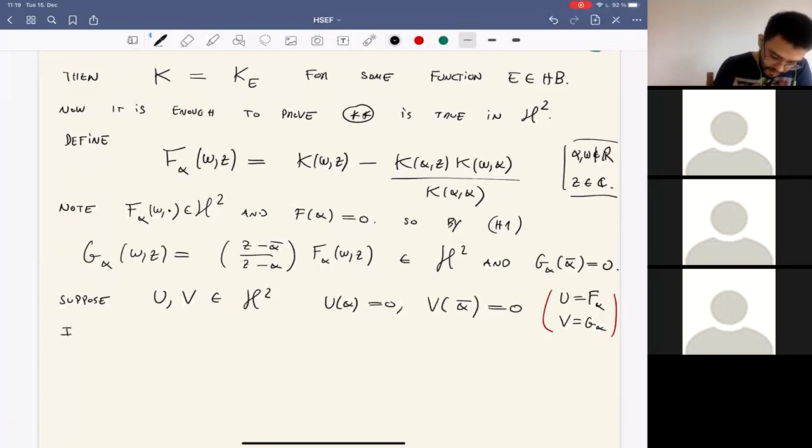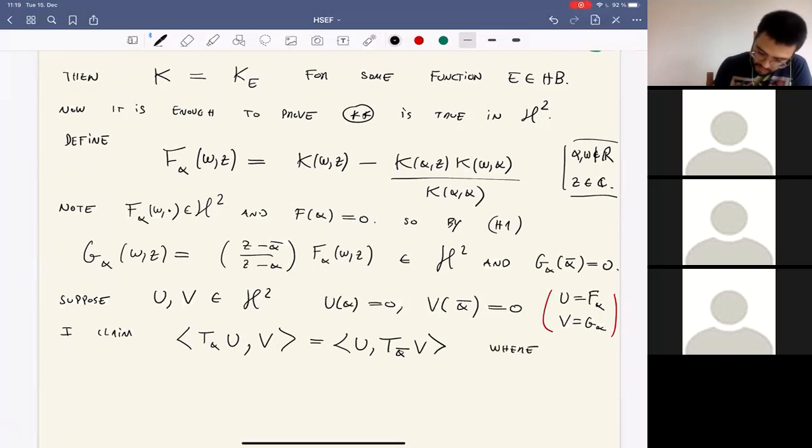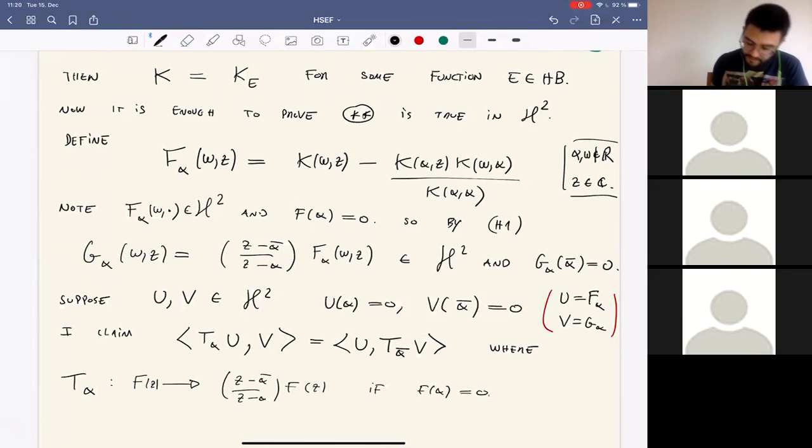So I claim that the inner product of T alpha u with v equals the inner product of u with T alpha bar v, where T alpha is the operator that takes any function f into z minus alpha bar over z minus alpha times f of z, if f of alpha is 0.